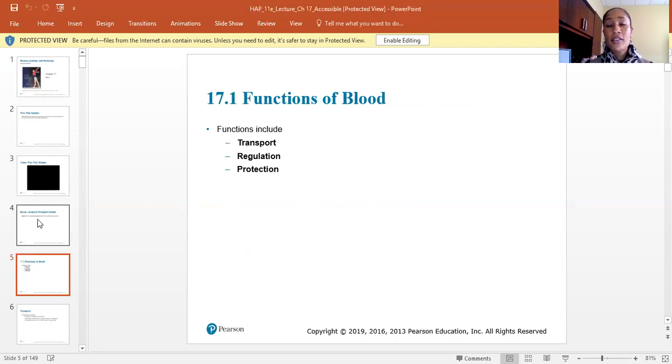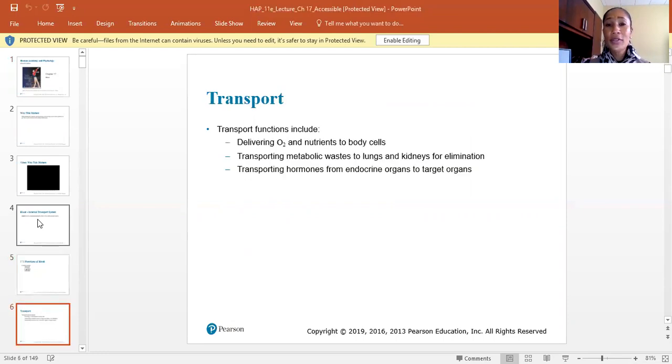So functions of blood include transportation, regulation, and protection. In terms of transportation, you might ask yourself, what things are we transporting in our blood? Of course, we're transporting oxygen, nutrients. We're going to transport waste products from our cells, so thinking of CO2. We're going to transport hormones and proteins and all of those things. So anything that needs to be delivered to our cells or taken away from our cells will be transported through our blood.